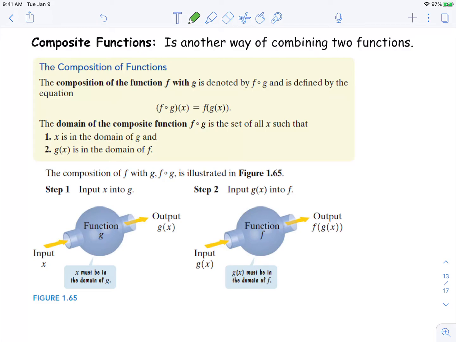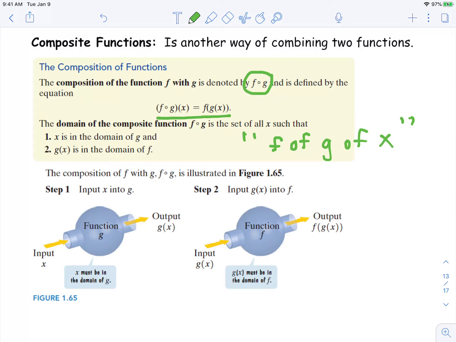In the yellow box, the composite of function f with g is denoted by f open circle g. It can be rewritten as f of g of x. And that's how we say it: f of g of x. The domain of this composite: x is in g, and g of x is in the function f.